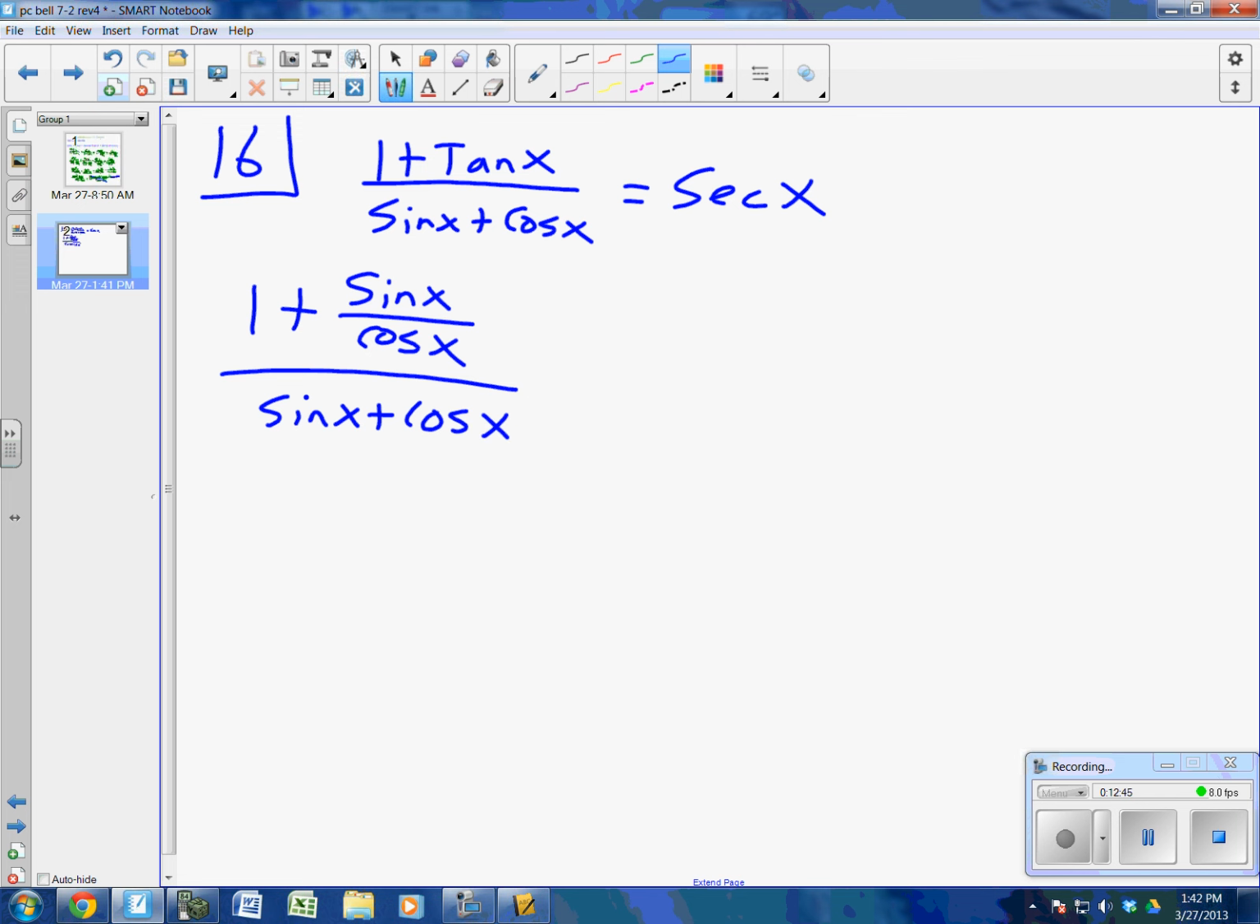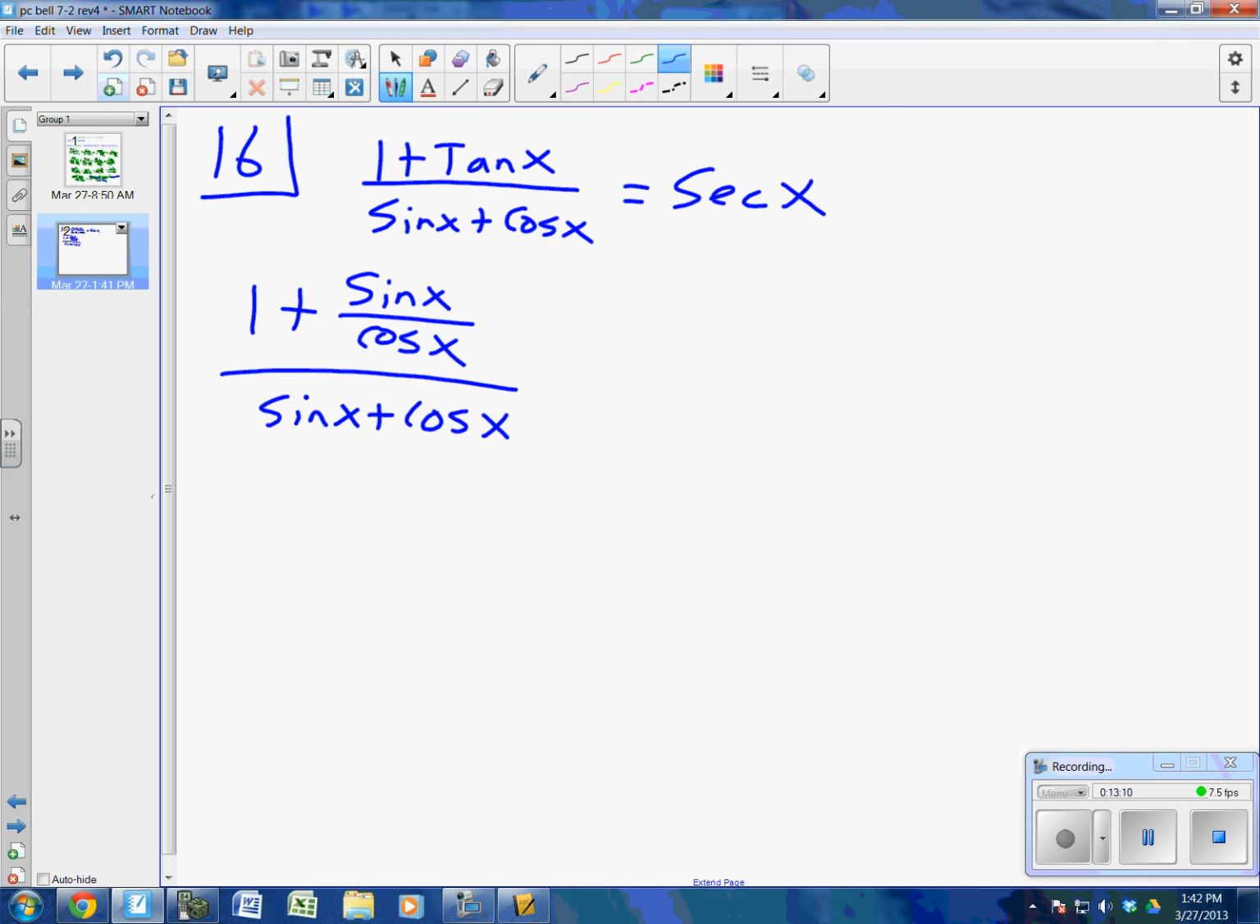Well, what is that? By the way, does anybody have this problem already? Raise your hand if you got it. I want to see how many of you have it. Sam's got it. Anybody else? Okay, good job, Sam. Did you do it this way to start with? There's more than one way to do it. This is one way.